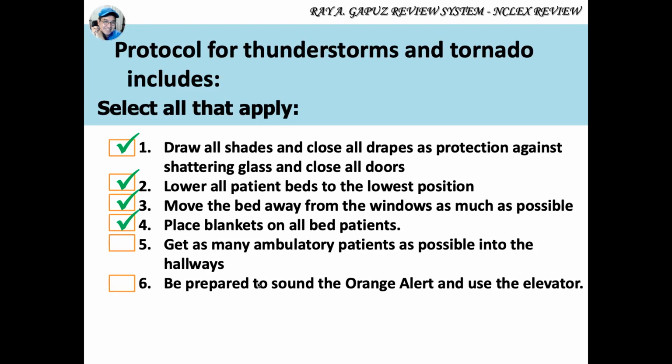Number 5, get as many ambulatory patients as possible into the hallways. Yes, okay. The safest place to be would be the hallways because it's usually away from windows. Number 6, be prepared to sound the orange alert and use the elevator.